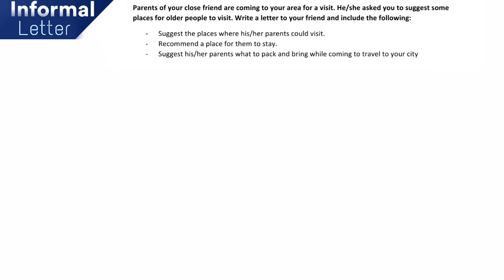Suggest the places where his or her parents could visit. Recommend a place for them to stay. Suggest his or her parents what to pack and bring while traveling to your city. This is called the background information, where the purpose of this letter is written. And here we have 3 bullet points that guide us and give us hints to complete our letter.